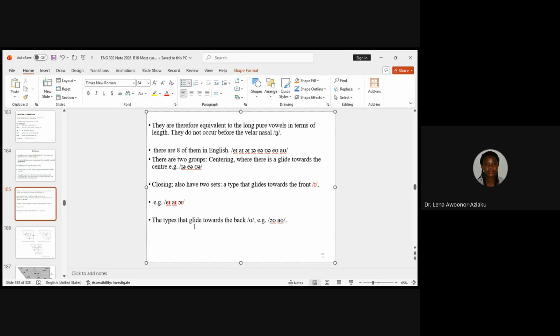Then another group of glides, which is also closing, closes at the back. It starts and closes on vowel U, which is a back, centralized high vowel. It's not central, but centralized high vowel. So these are the back diphthongs that we have.